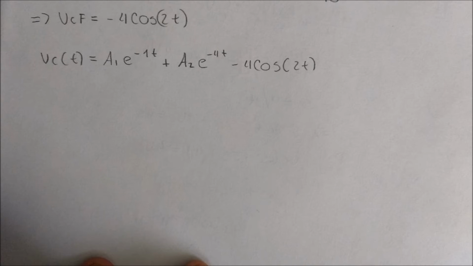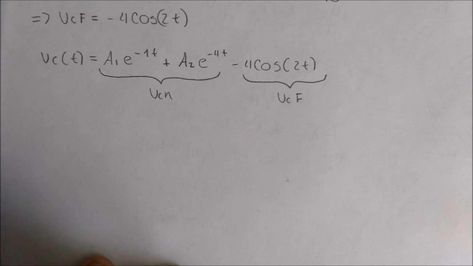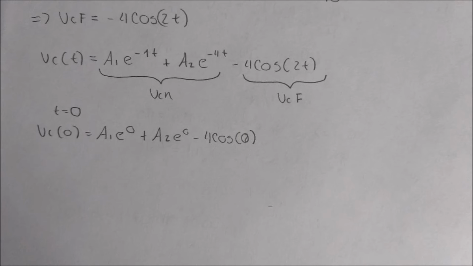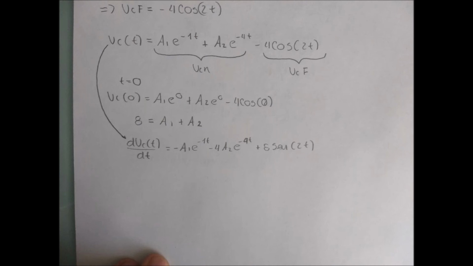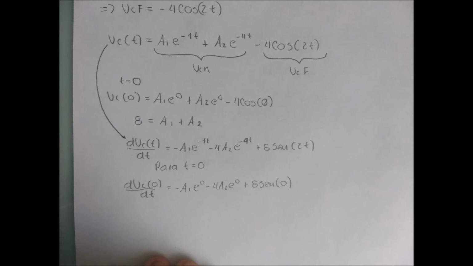To find the complete response of the circuit, we need to add the natural response to the forced response. As we know it is an overdamped circuit, the natural response is given by the equation. To find the variables in the equation, we replace t with 0 and we have the first equation. We differentiate the complete response and replace t with 0.